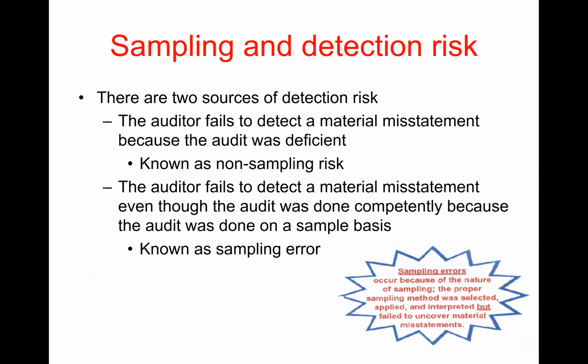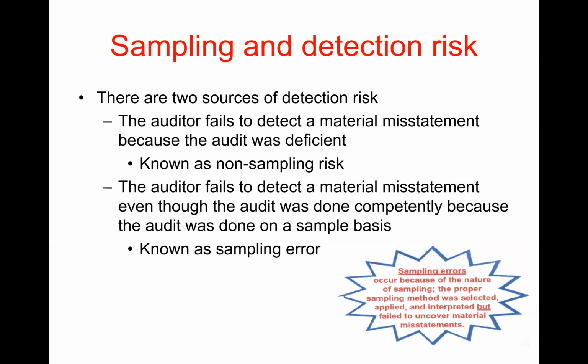Now, this topic also is related to the earlier topic on audit risk. If you remember, there are three components to audit risk: inherent risk, control risk, and the auditor's planned detection risk. Now, there are actually two sources of detection risk. That's why I'm going to talk about detection risk here, because this is related to the issue of sampling. So imagine that an auditor fails to detect a material misstatement because in some way the audit was deficient.